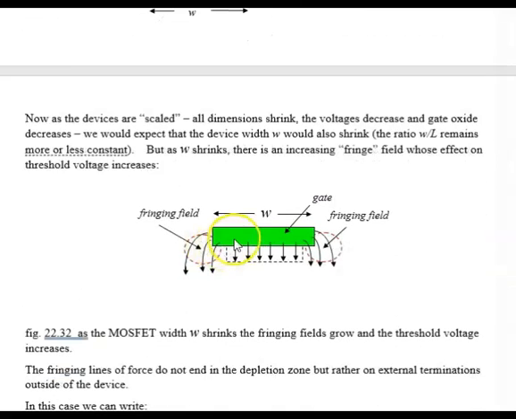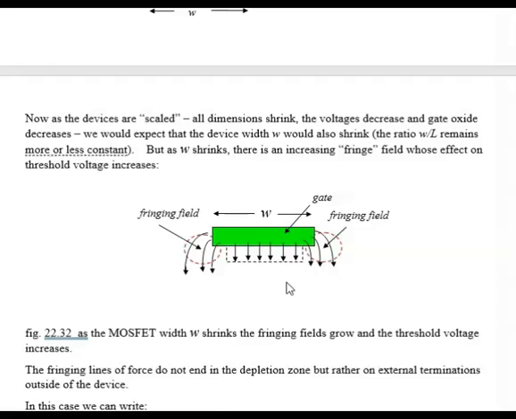Well, now we still have the gate, and the gate has a voltage on it. It's generally positive, so the electric force lines go down, but as W gets smaller, there is a fringing field. There is a field which exists outside of the gate due to the gate, but it does not go into the depletion region. It is the fringing field which becomes more and more important as W becomes smaller and smaller. In fact, you could take it to the limit.